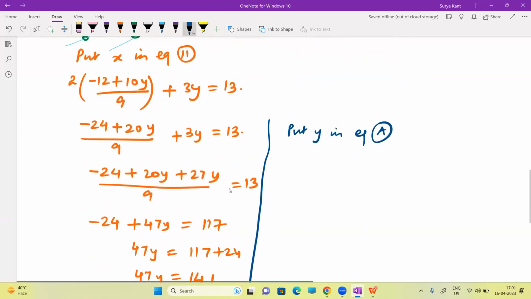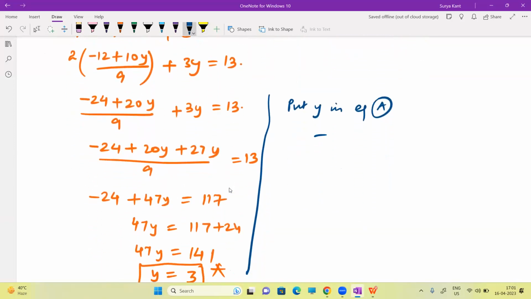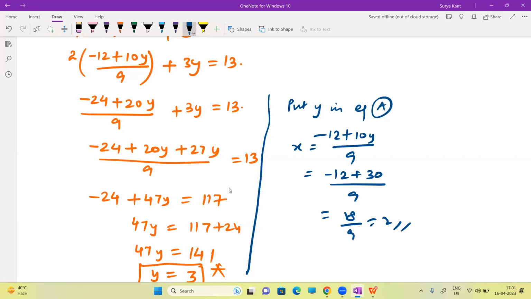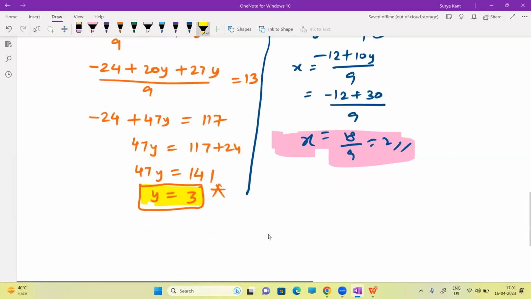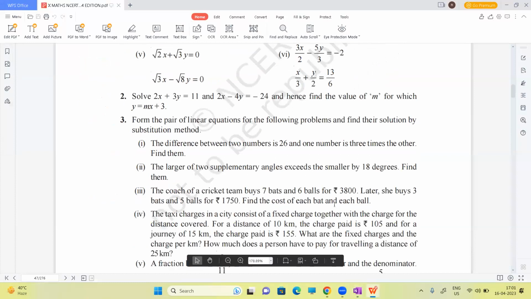So equation number A here is x equals (-12 + 10y)/9. So right here, (-12 + 30)/9. So 18 by 9, that is 2. So we got the answer. x is equal to 2 and y is equal to 3. Fine. So we solved question number 1 completely.